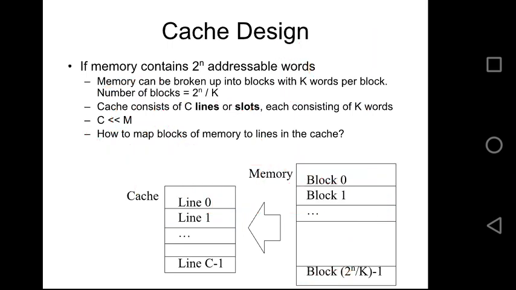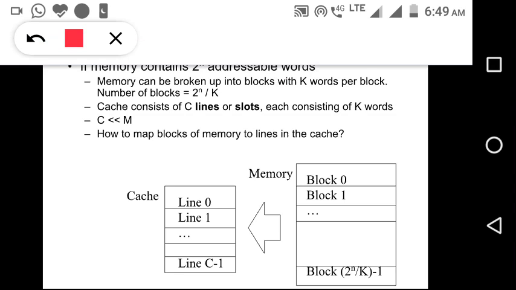Now we discuss some advanced concepts of cache which are very important. In cache design, what happens? Let's take a simple example before understanding the need for discussing cache design. If the memory contains 2 power n addressable words, what does it mean? Let's take a main memory. What is it trying to say? The capacity of the main memory.